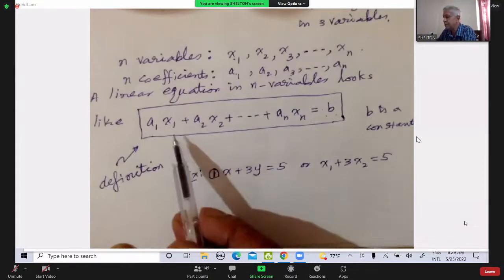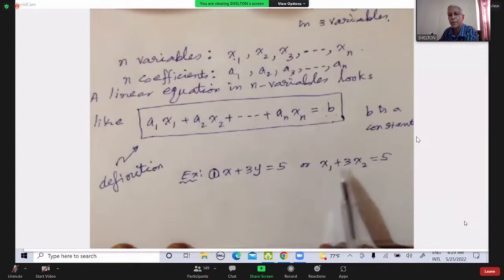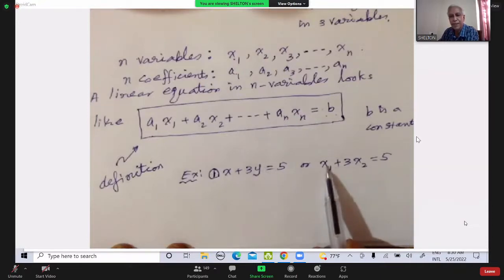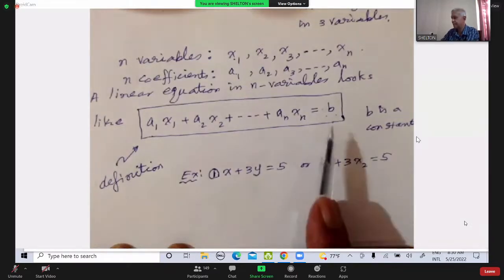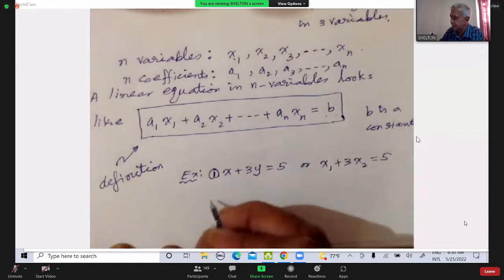Or I could have used this notation, same equation, x1 plus 3x2. The letters representing variables are x1, x2. 1 and 3 are the coefficients, b is the constant. So it is in this form. Therefore, it is a linear equation.